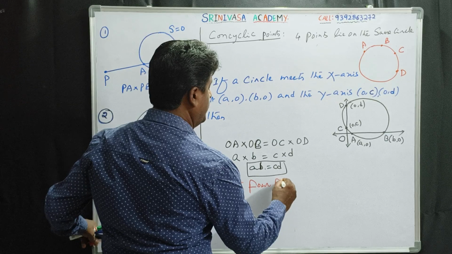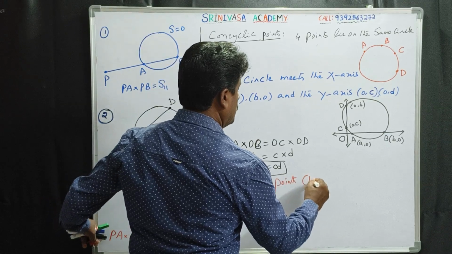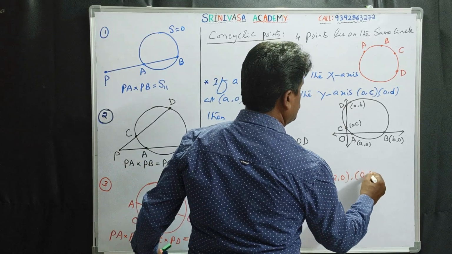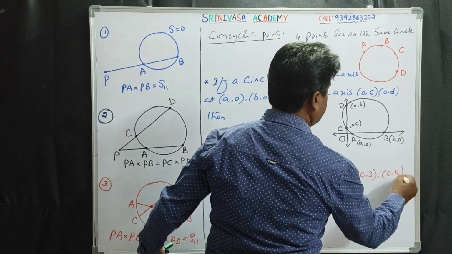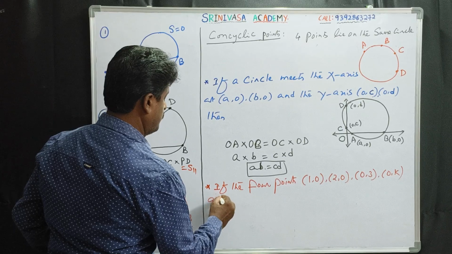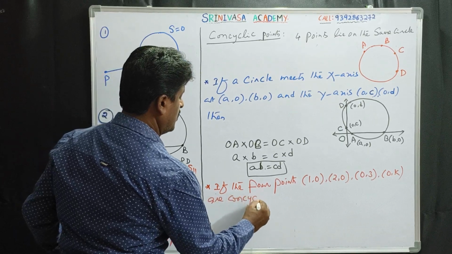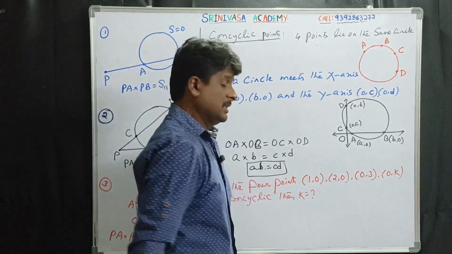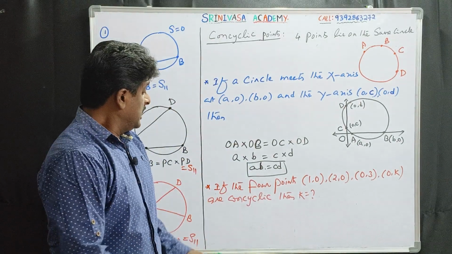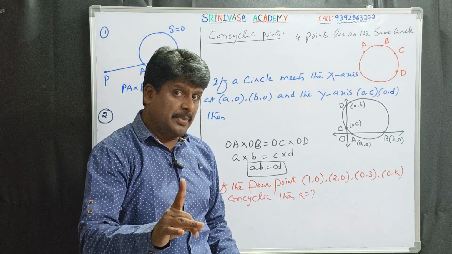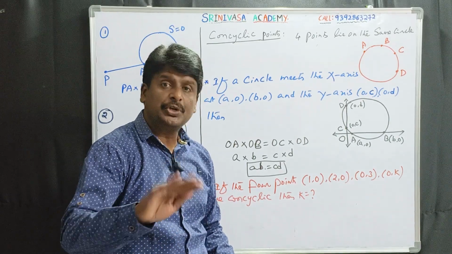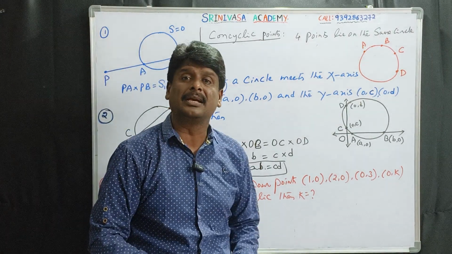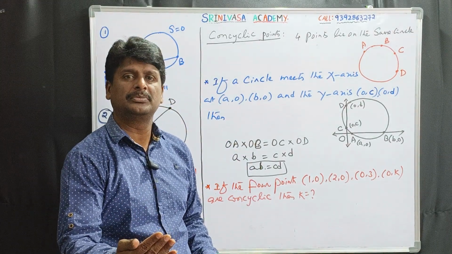If the 4 points (1, 0), (2, 0), (0, 3), (0, k) are concyclic, then k is equal to what?